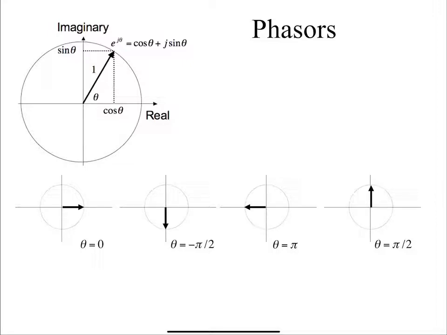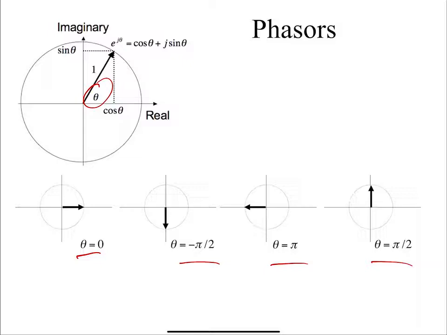So e to the j theta is equal to cosine theta plus j sine theta. And the interpretation is that's just a vector on the unit circle, and theta is just this angle that the vector makes. All right? So theta of 0 is just at the origin. Theta of minus pi over 2 goes that way. Theta of pi goes there. And theta of pi over 2 goes the other way.